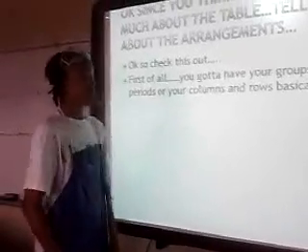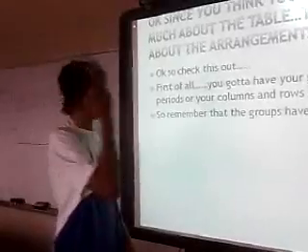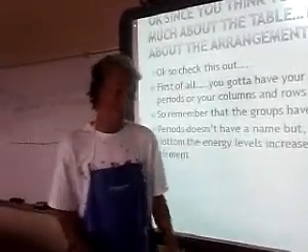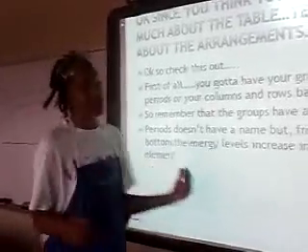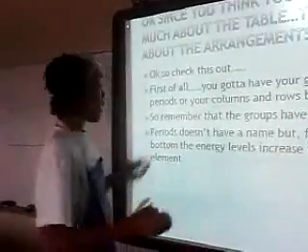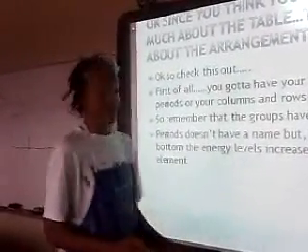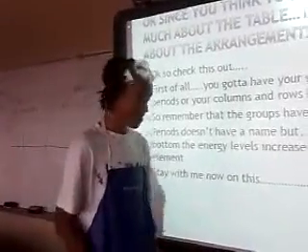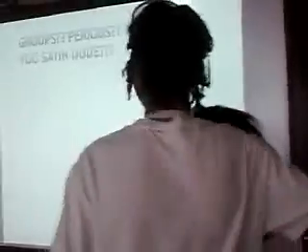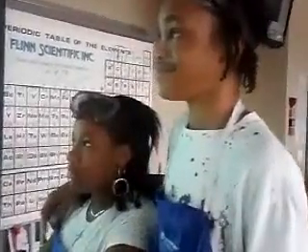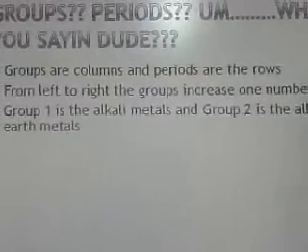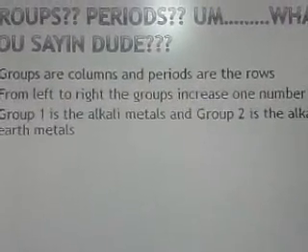First of all, you gotta have your groups. That's what you're trying to get into your noggin. Or columns and rows, basically, right? And you're supposed to remember that groups have a name. And periods don't have a name, but from top to bottom, the energy levels increase in each element. Groups are columns and periods are the rows. And from left to right, the groups increase by 1 number. Group 1 is the alkali metals, and group 2 is the alkaline earth metals.